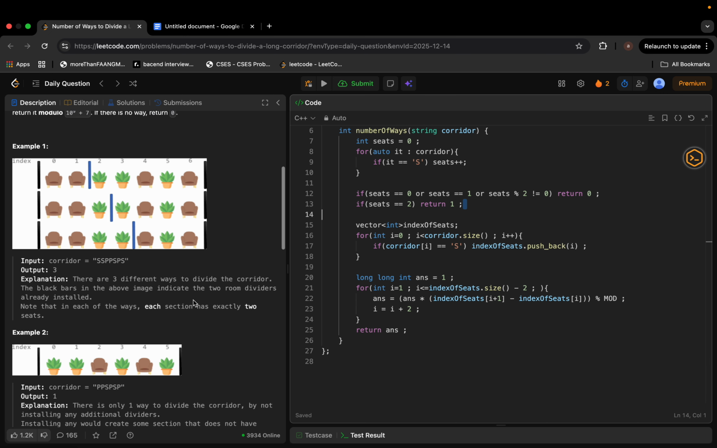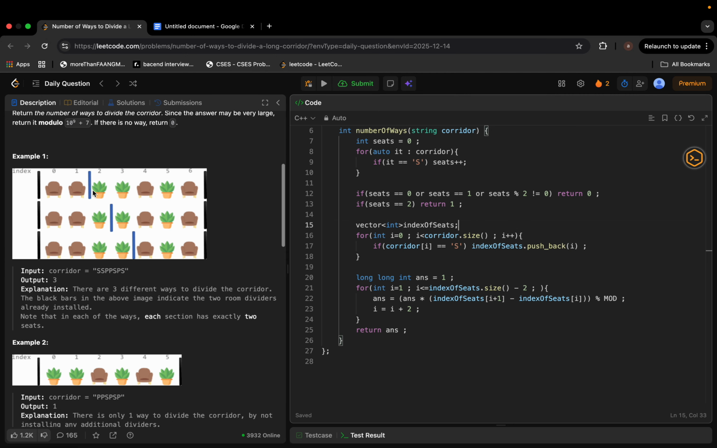Okay, now for our main logic, I have made a vector of index that will be saving the indexes of the seats. In our case it will be saving 0, 1, then 4, then 6, correct? Simply, I have traversed the corridor to find out where the seats are, and at the position of the seats we are pushing those positions into the index of seats. Now I have created the answer with starting value 1, because we are assuming that at least one way we will always get, since the edge cases are already handled here.